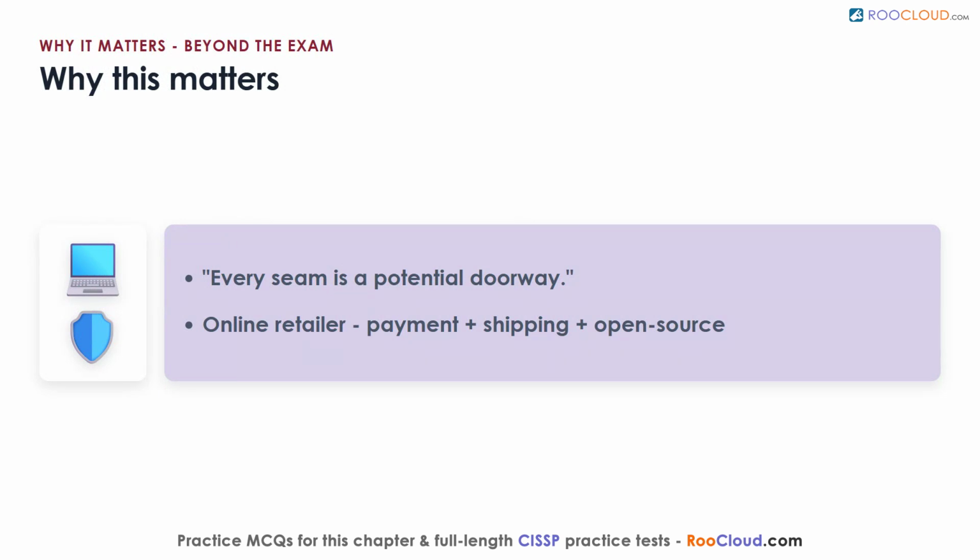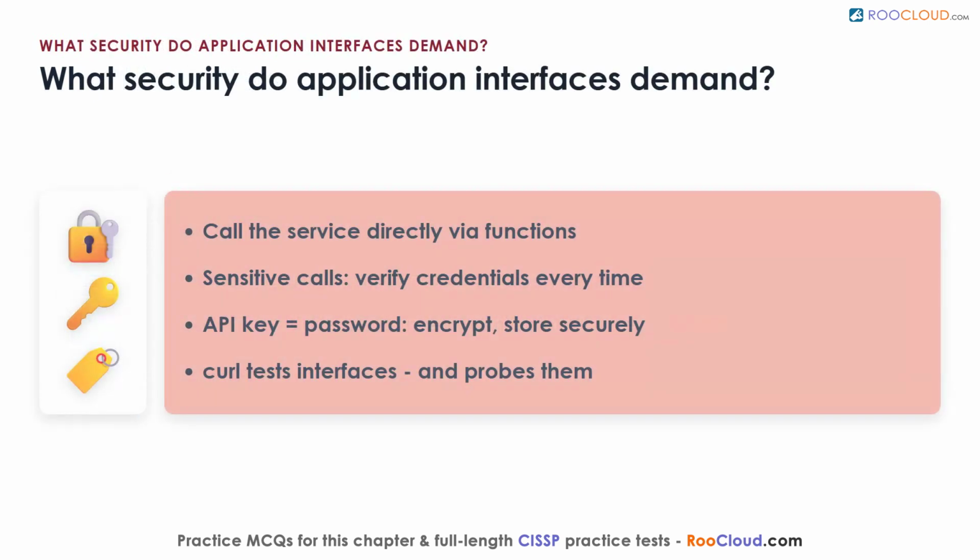Because modern systems are stitched together from many services and outside components, and each seam is a potential weak point. Picture an online retailer that leans on an outside payment service, a shipping integration, and a pile of open source code. Every interface, test gap, or exposed secret is a doorway. Knowing how to secure interfaces, test rigorously, guard repositories, and vet purchased software is what keeps that whole quilt from unraveling.